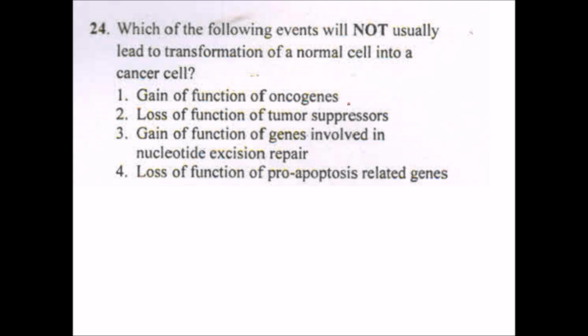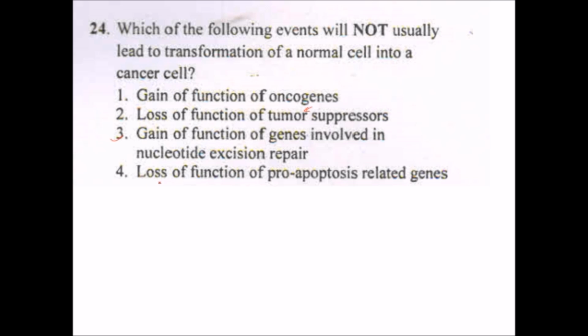Now move to the next question: which of the following events will not usually lead to the formation of normal cells into cancerous cells? The first option is gain of function of oncogenes. Obviously, if a normal gene is converted into an oncogene, it will develop into cancer. Loss of function of tumor suppressors: if tumors are not suppressed, it will lead to cancer. Third is gain of function of genes involved in nucleotide excision repair. This will be the answer. Why am I telling you this?